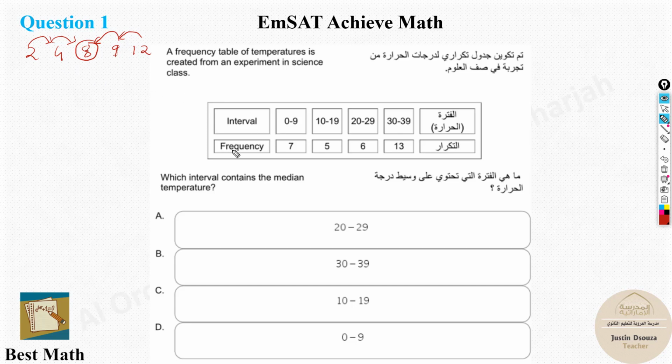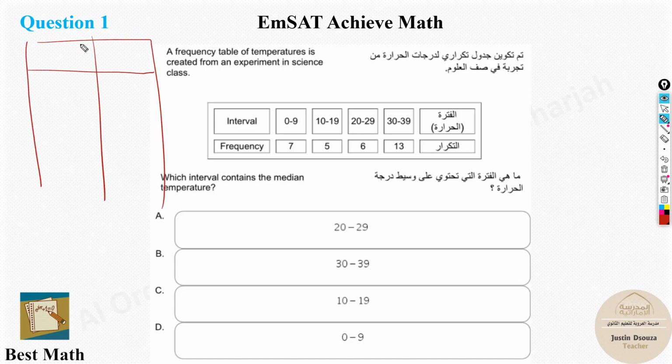It is a frequency table. So whenever you have a frequency table, you can't use this. You can't count the middle value by putting it in ascending order. The method is entirely different. So let me do the method now. First, you need to make a table. Okay, let's make this table.